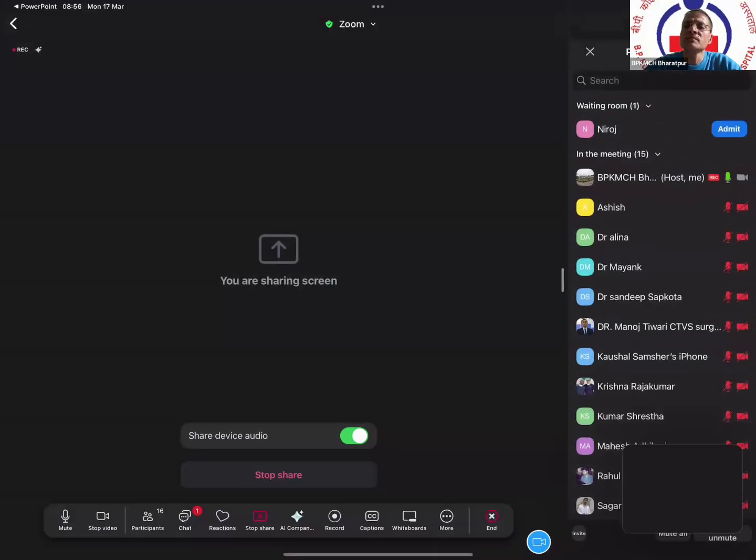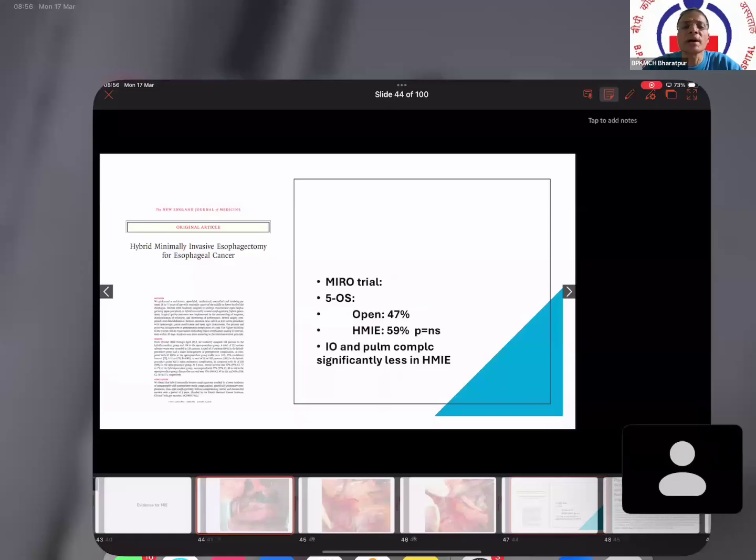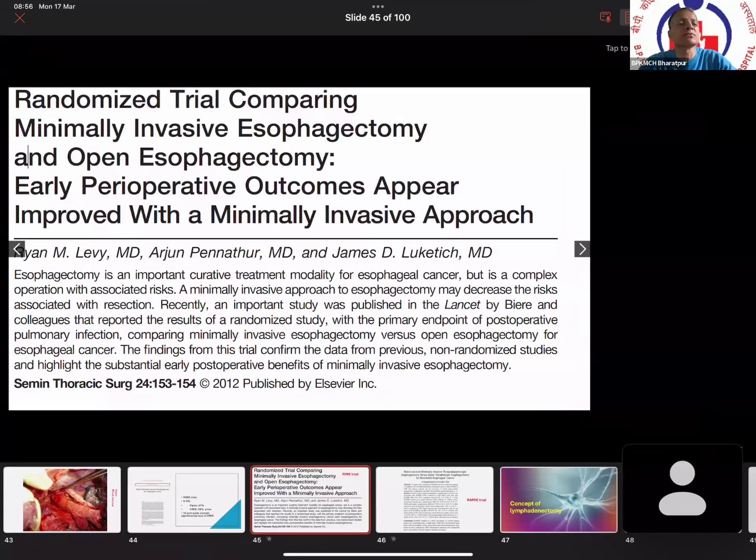So later on, we changed our practice. So there are a lot of evidences also. The MIRO trial was there, which was in favor of the minimally invasive esophagectomy.